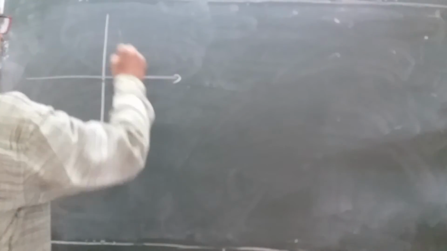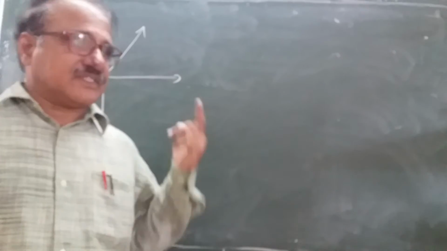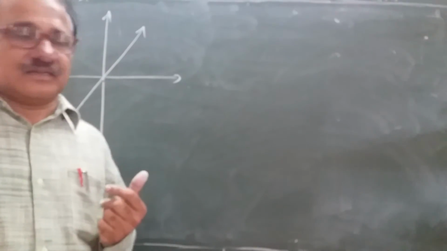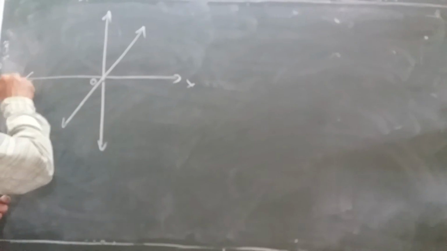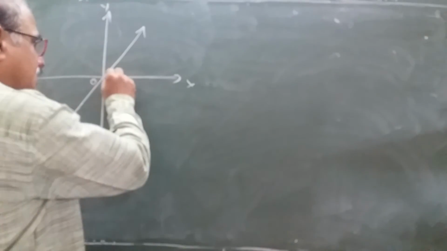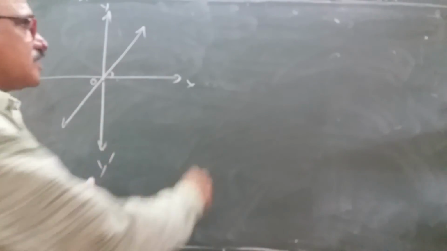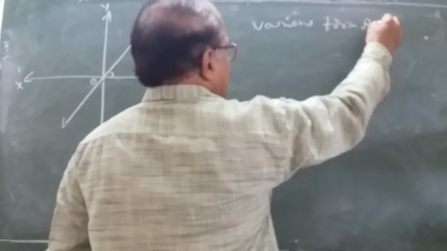Now, various forms of a straight line. If a straight line is passing through the origin, what is the x-intercept of this line? What is the y-intercept of this line? Origin is nothing but (0, 0). So the x-intercept is 0 and the y-intercept is also 0. So we can say this is only slope form. It has only slope. Slope form, that is the first of the various forms of straight lines.